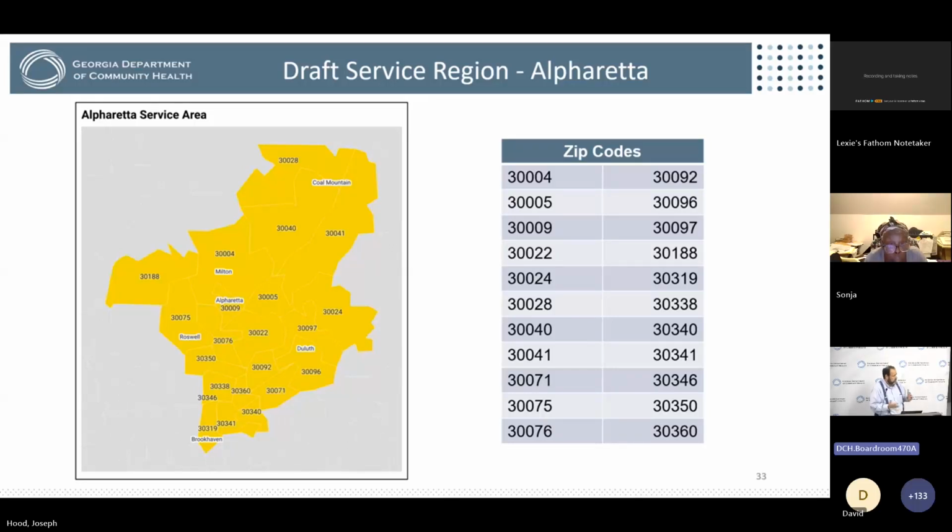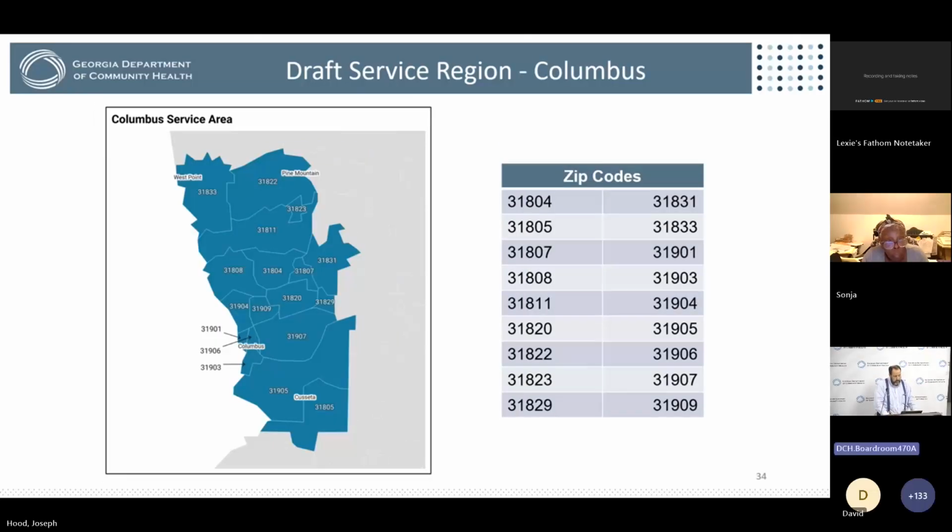Milton, and then up to like the Coal Mountain zip codes as well. So that's the Alpharetta region. Because we often say, when we were even going through this process, we would say Decatur. And for those of us who live in Decatur, we were like, yeah, it's Decatur, but it's also some other areas. I would not call Clarkston Decatur. So you kind of really have to focus on the zip codes. Next is Columbus, which goes all the way up to West Point and over to Pine Mountain and down to the Columbus region. And again, I want to let you guys know we will have these slides available, so you'll have access to this information.